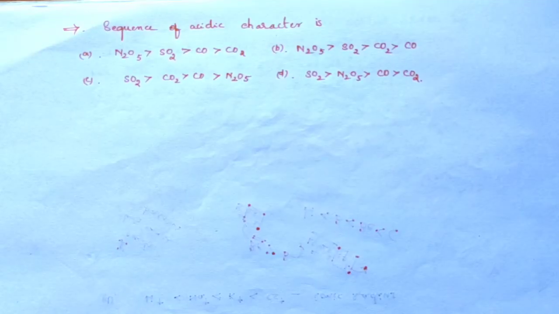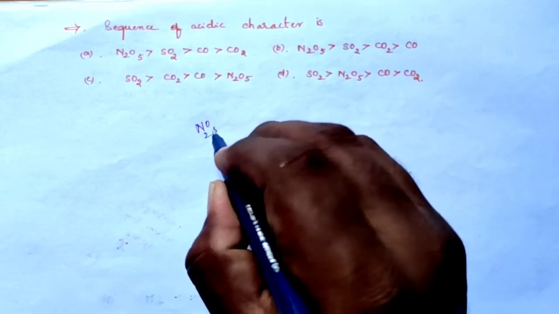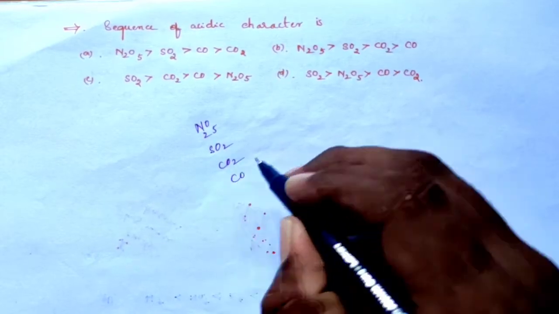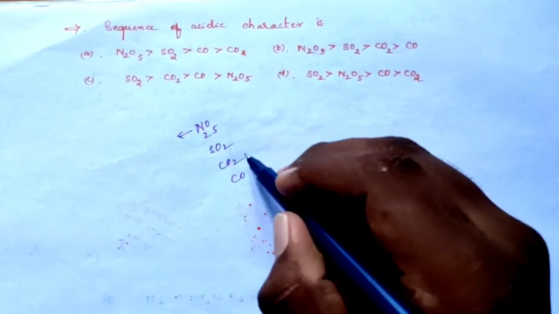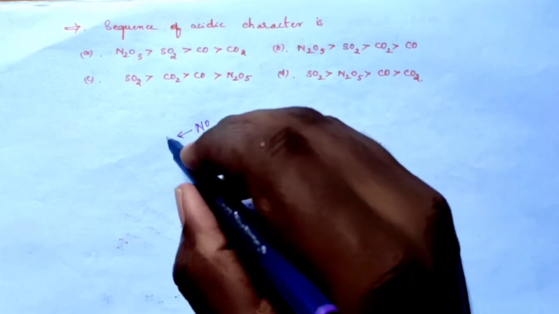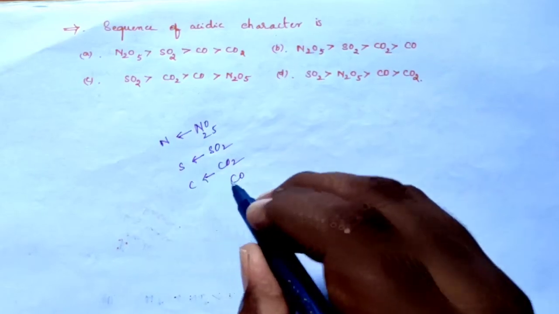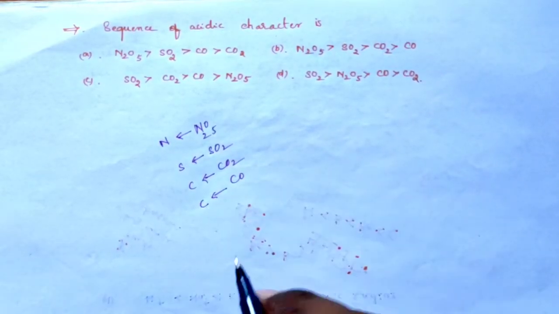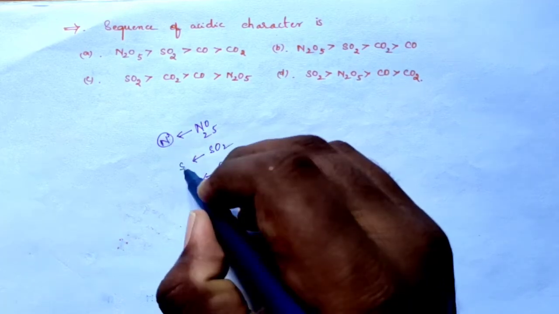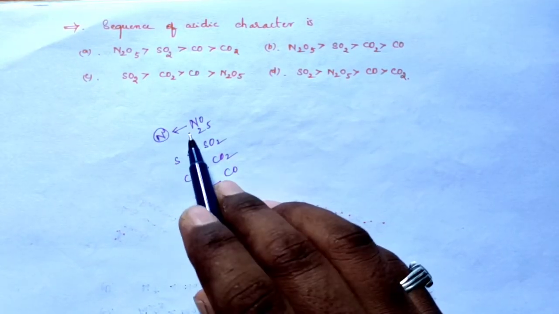Sequence of acidic character is, and they have given 4 options. Here N2O5 they have given, and SO2, CO2 and CO. We know that these all are oxides of non-metals. Generally oxides of non-metals will show acidic character. Here the central atom is nitrogen, here sulfur, here carbon, and here also carbon. Now the electronegativity of nitrogen is greater than sulfur and carbon. So the more the electronegativity of the central atom, the more will be its acidity.